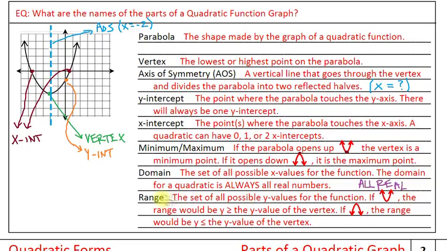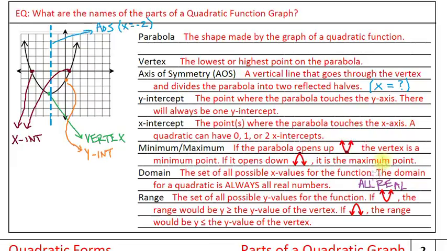All right, now range is different. The range is a set of all possible y values for a function. If the parabola faces up, the range is going to be y is greater than or equal to the y value of the vertex. That means, look at our y values here. They're going to be the y value of this point, which is -3, and every number above that value is going to be represented on this graph. Because look, we've got y equals -2, -1, 0, 1, 2, 3, 4, keep on going with the arrow, 5, 6, 7, to infinity.